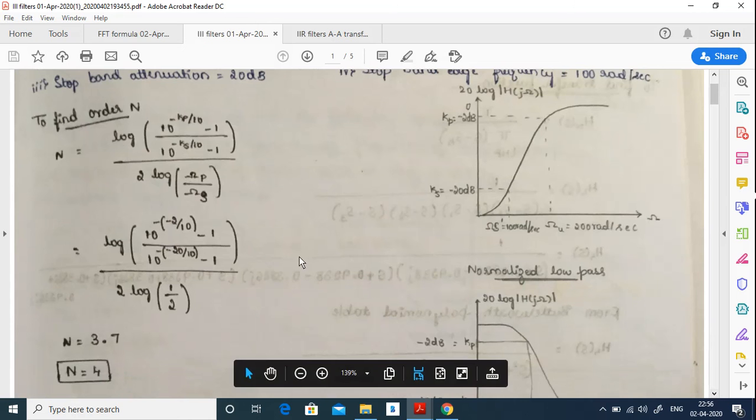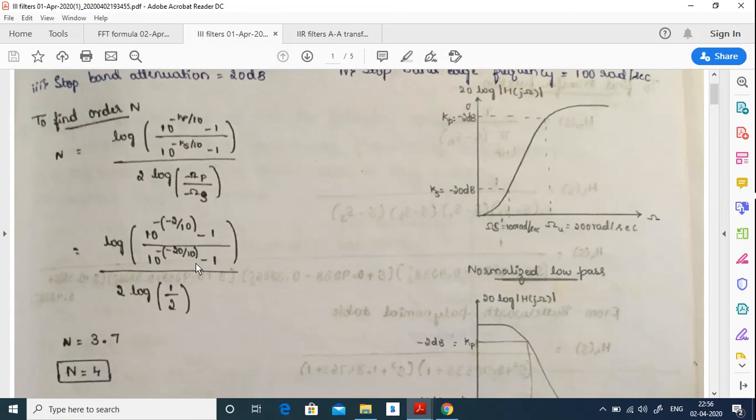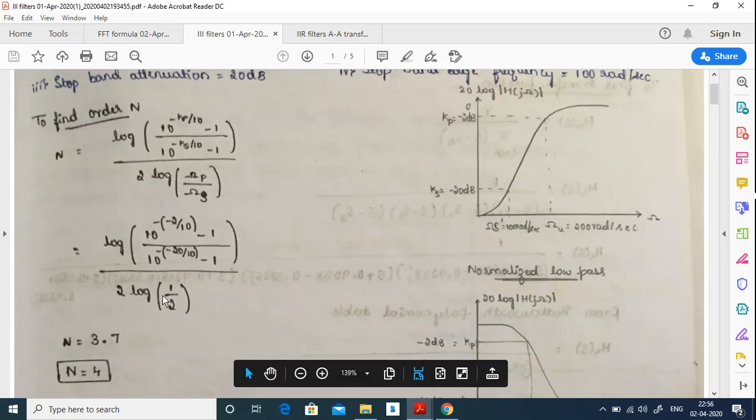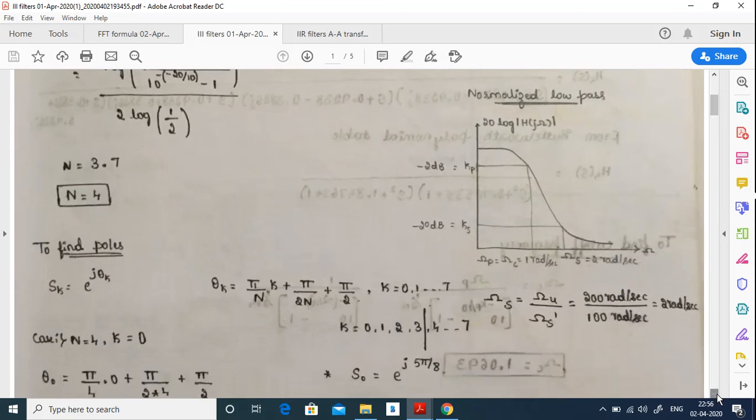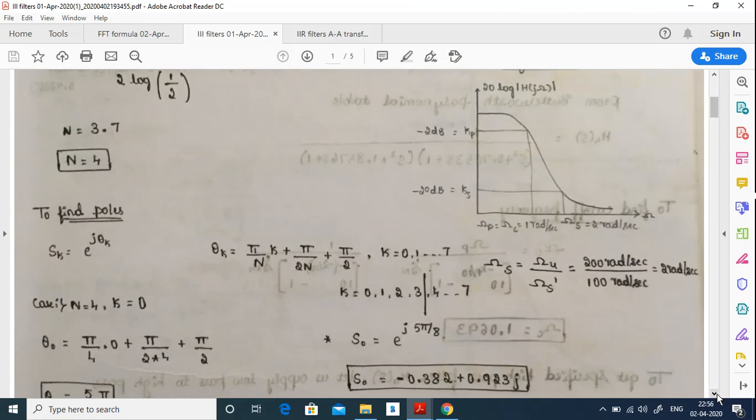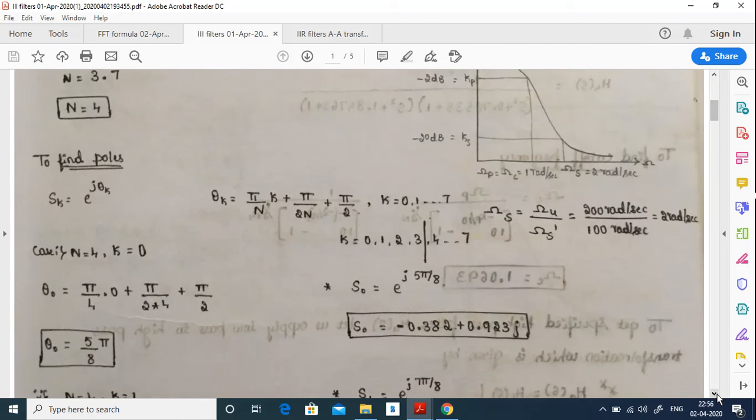See here, (10 power minus of minus 2 by 10 minus 1) divided by (10 power minus of minus 20 by 10 minus 1), divided by 2 log omega p by omega s, which is 1 by 2. Are you getting 3.7? Yes, of course you are getting 3.7. And you know that it has to be taken as the next highest integer. Are you getting 4? Yes, of course. It has to be 4.